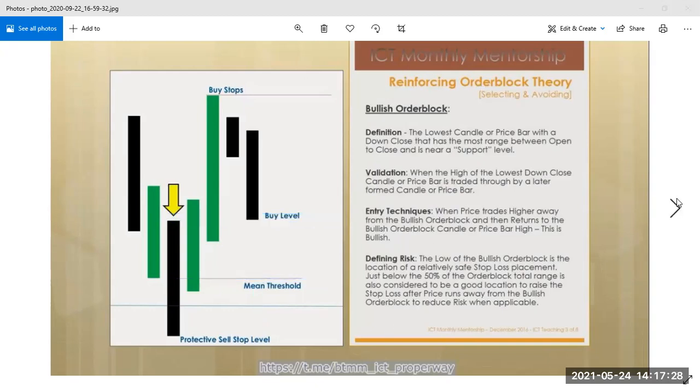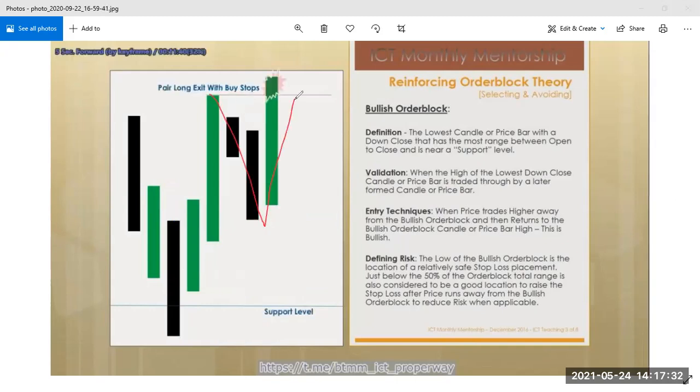Then you buy, and now price goes up. So now this down to uptrend, and we now have a new order block here. This is a new one. So we wait for price to come back, and then we buy, then price goes up.